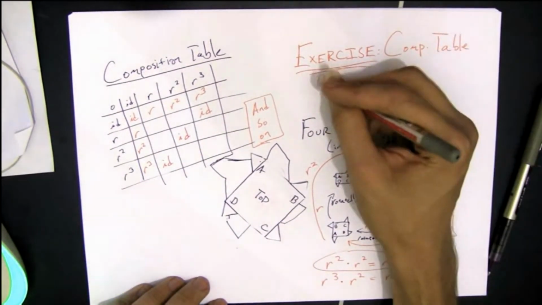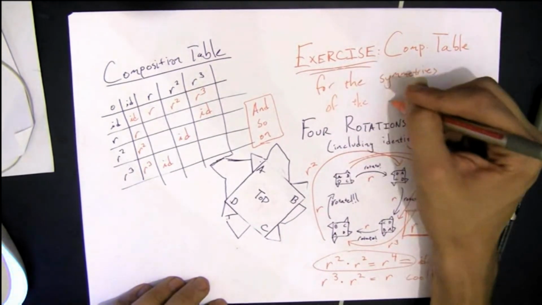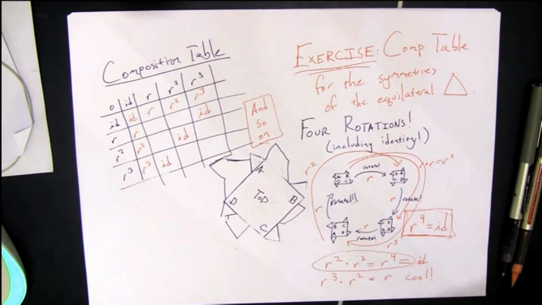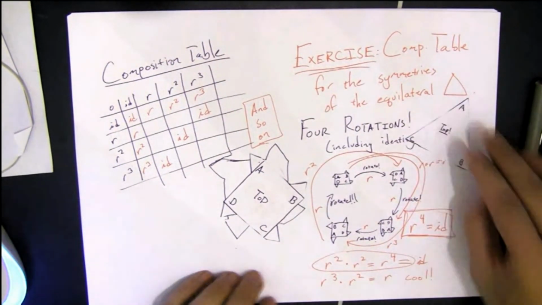Now your exercise is going to be to build a composition table for the symmetries of the equilateral triangle. There's 6 different symmetries there. How do they all come together?